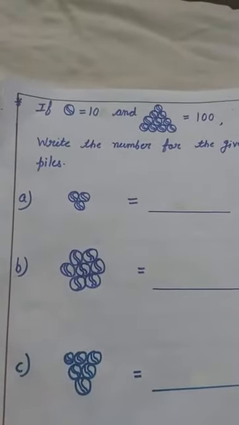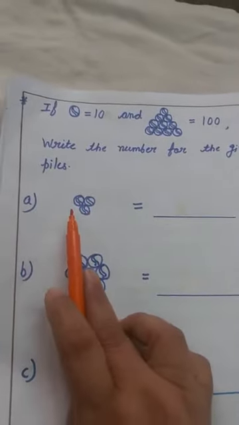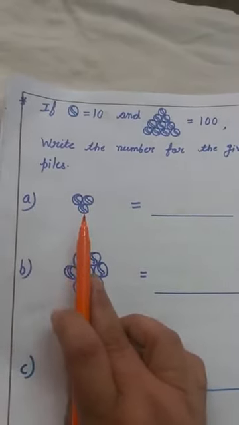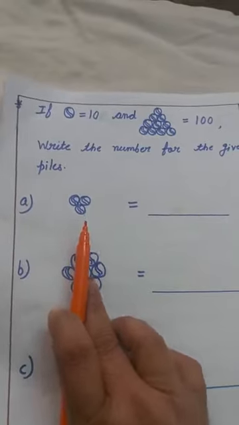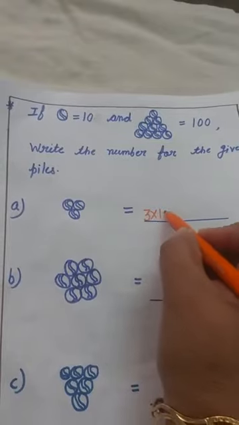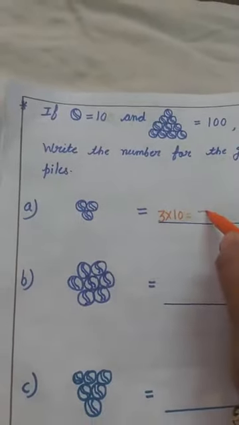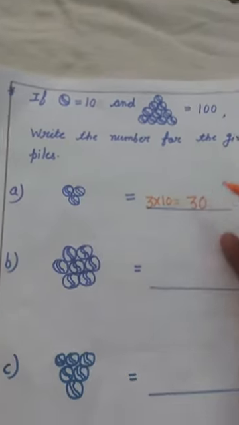Here the piles are given. Let's count how many bowls are there in one pile. 1, 2, 3. There are 3 bowls. So, we will multiply 3 by 10 because one bowl is equal to 10. So, 3 tens are 30.